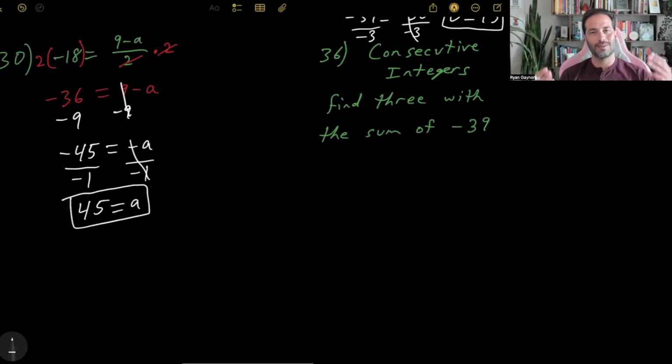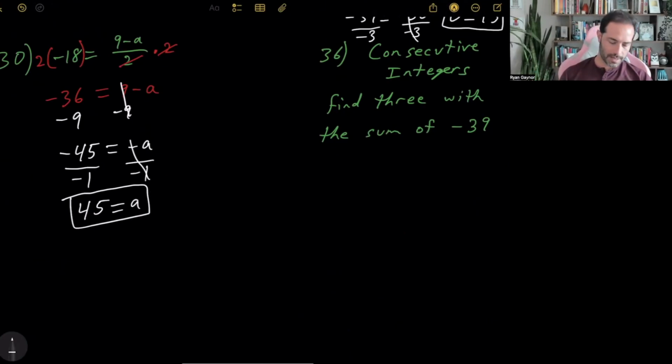This is exciting. This is a word problem. I love word problems. I don't know if you do, but I do, and I'm going to help you make it easier. So this is called consecutive integers. And the question is, find 3 consecutive integers with the sum of negative 39.